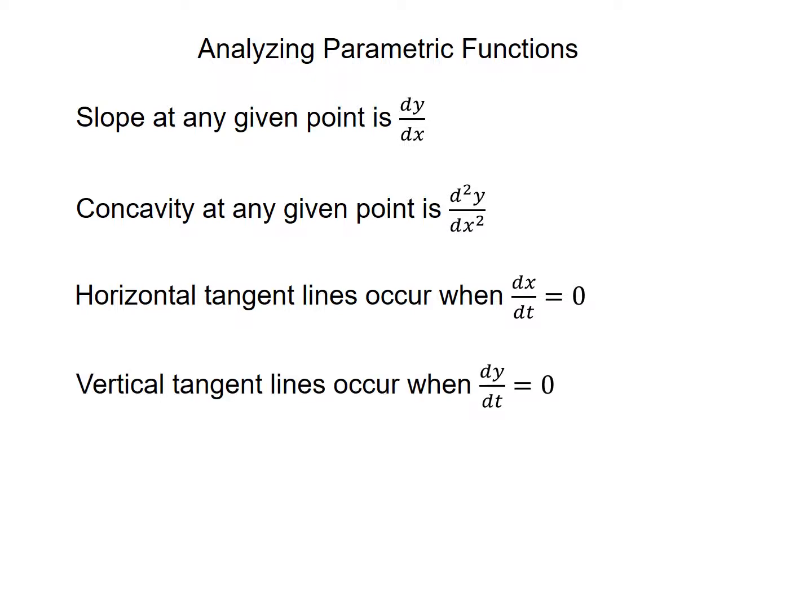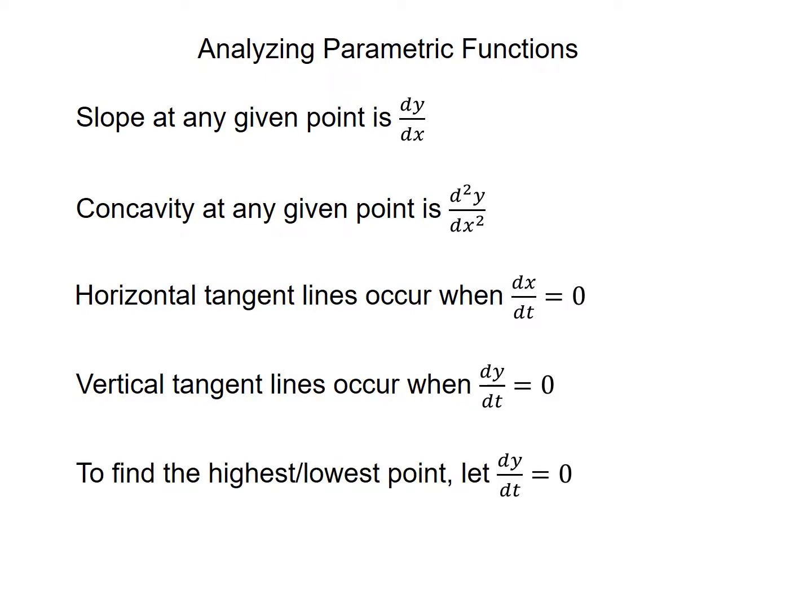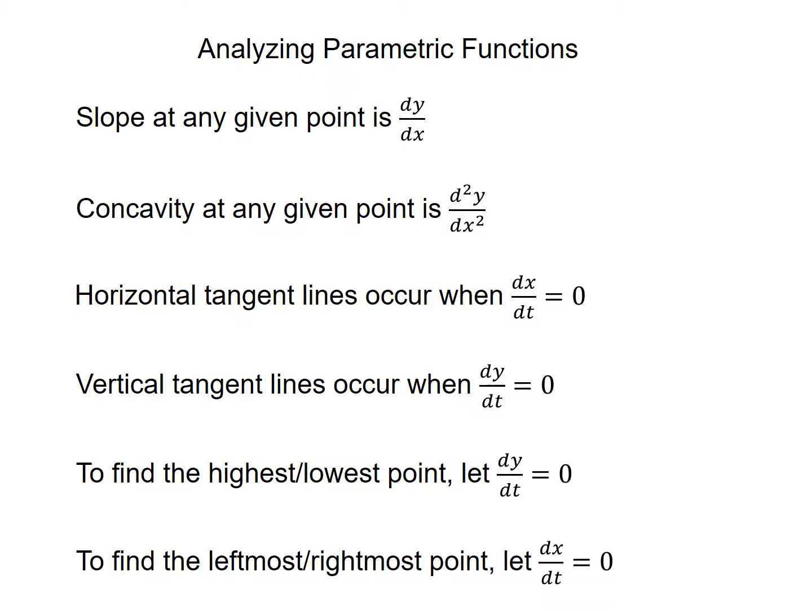And if we want to find a vertical tangent, that's when we change direction going up or down, so dy/dt would be 0. And along that same thinking, if we wanted to find the highest or lowest point, that would occur when dy/dt equals 0. And to find the leftmost or the rightmost point, that would occur when we let dx/dt equal 0.